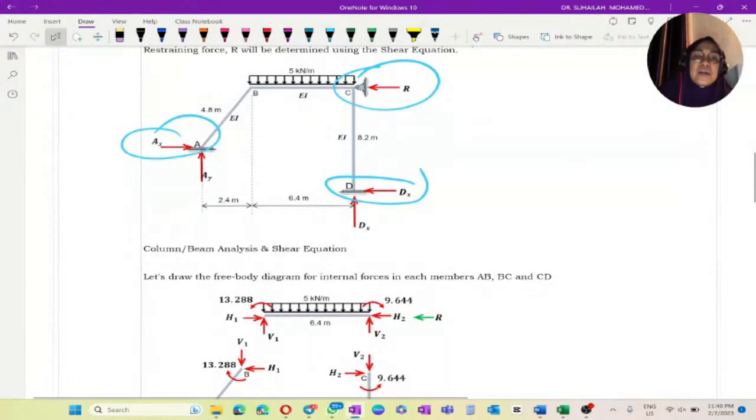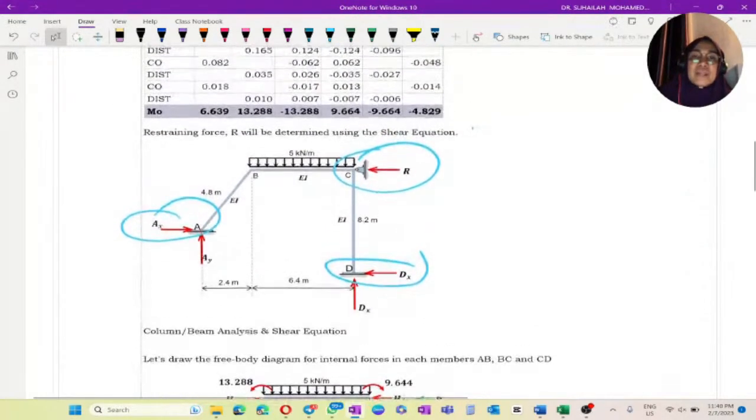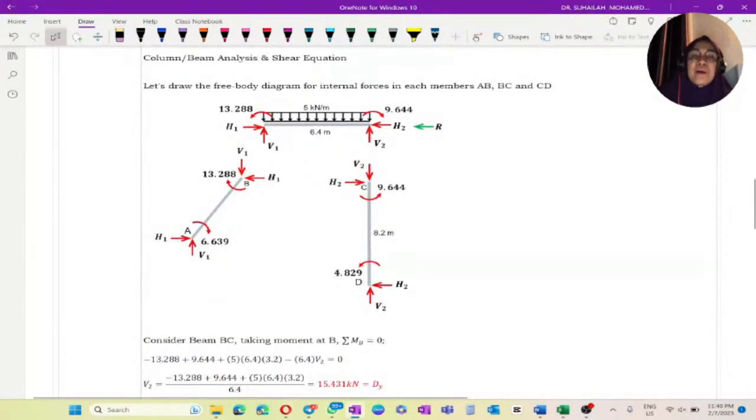Before that, we have to understand that for all end moments we can draw the free body diagram by element like this. This is the free body diagram for internal forces in each member AB, BC, and CD. Take note that there are three types of internal forces in X, Y, and Z direction. For member AB, we just need to label the X and Y as V1 and H1, and we put the moments that we get from the table.